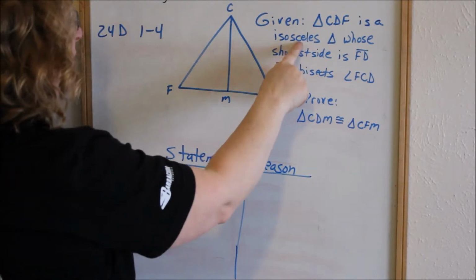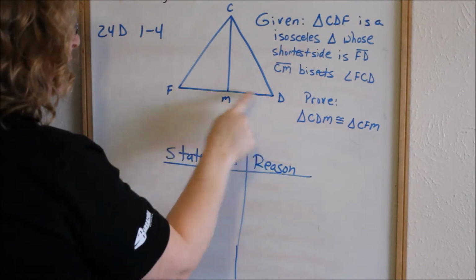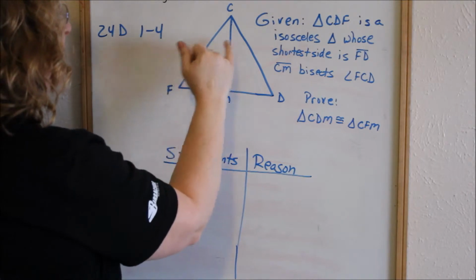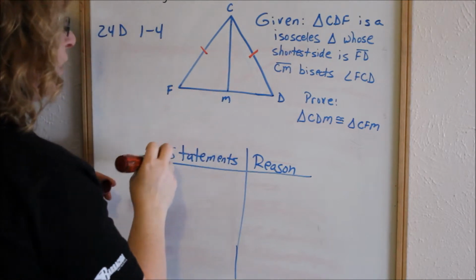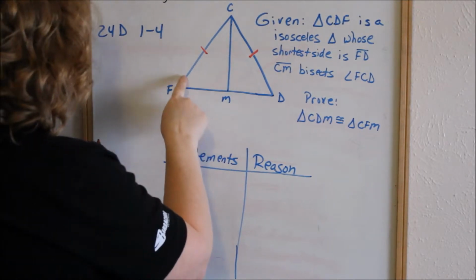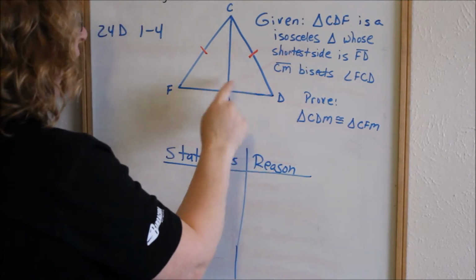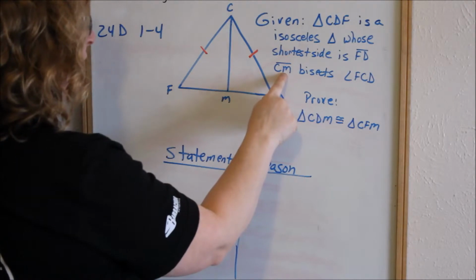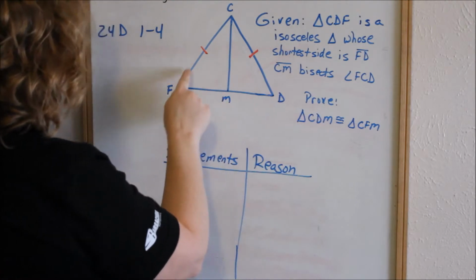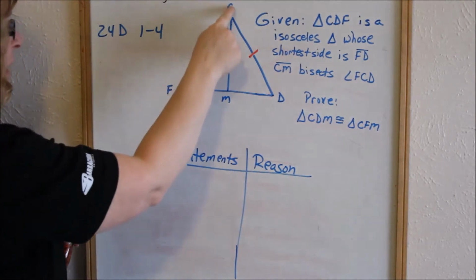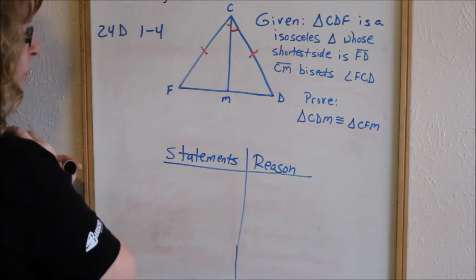Okay, so the fact that we're told that CDF is the isosceles triangle, and this is the short side, which means that these other ones are the ones that are congruent, okay? These are the two sides that are congruent on that triangle, which also tells us that these bottom angles are congruent, but I'm not going to mark those right now. Okay, then we are also told that line segment CM, this line right here, bisects angle FCD. If this angle is bisected, it means that these two angles right there are congruent.